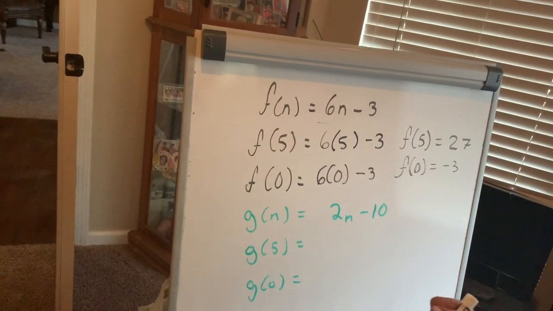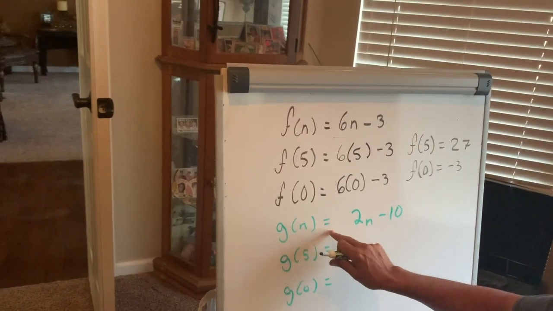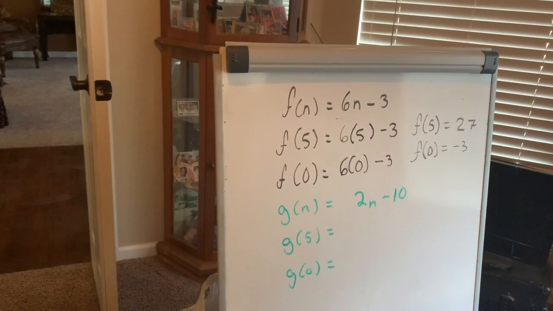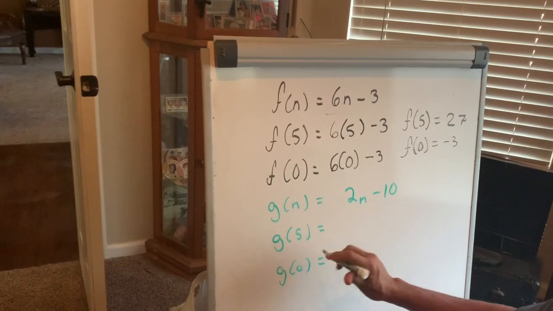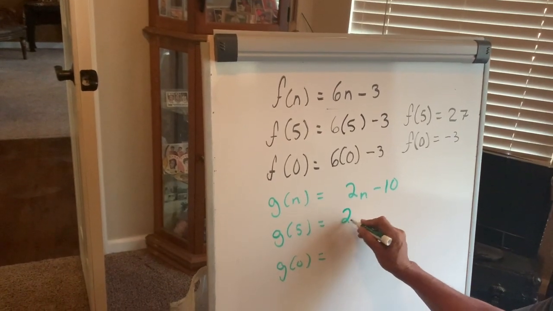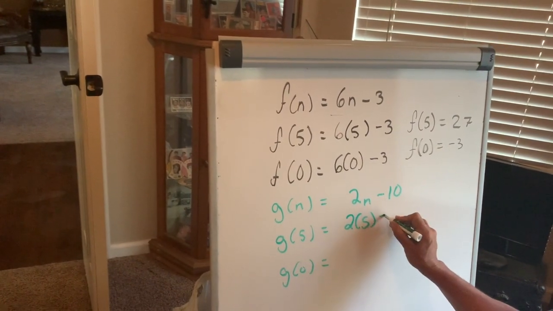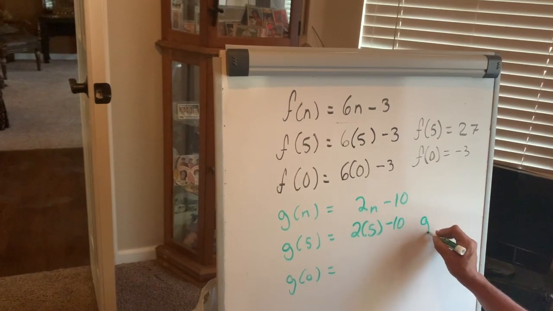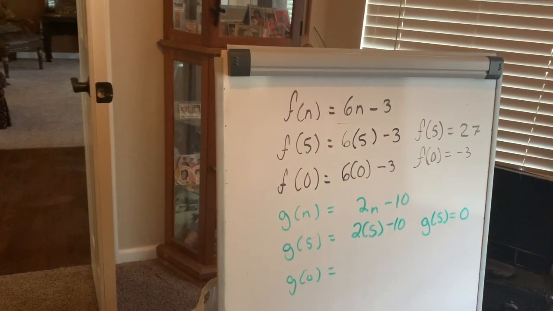Now, you can change the letters, it doesn't matter. This says g of n is equal to 2 times n minus 10. To find g of 5, I replace the n with 5. So 2 times 5 is 10. Minus 10 is 0. So g of 5 equals 0.